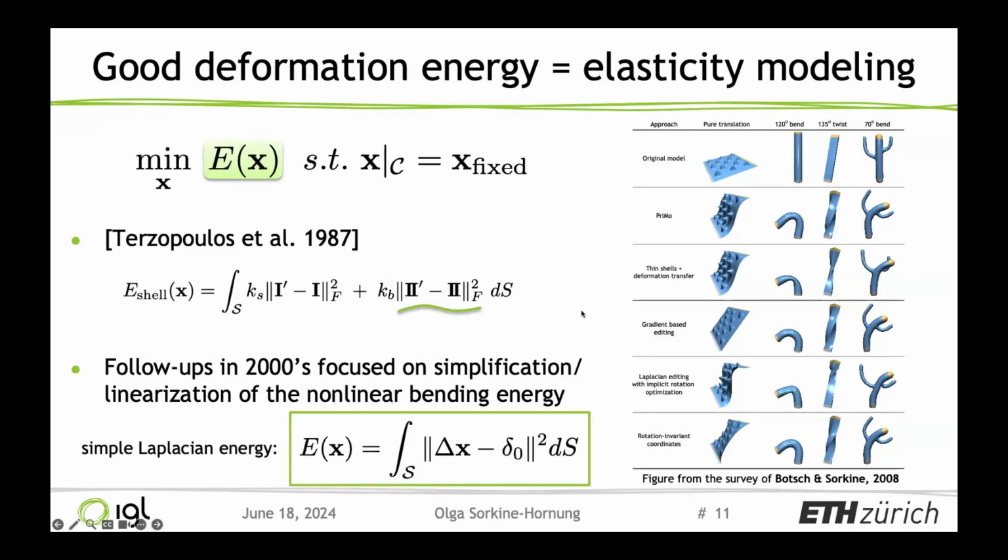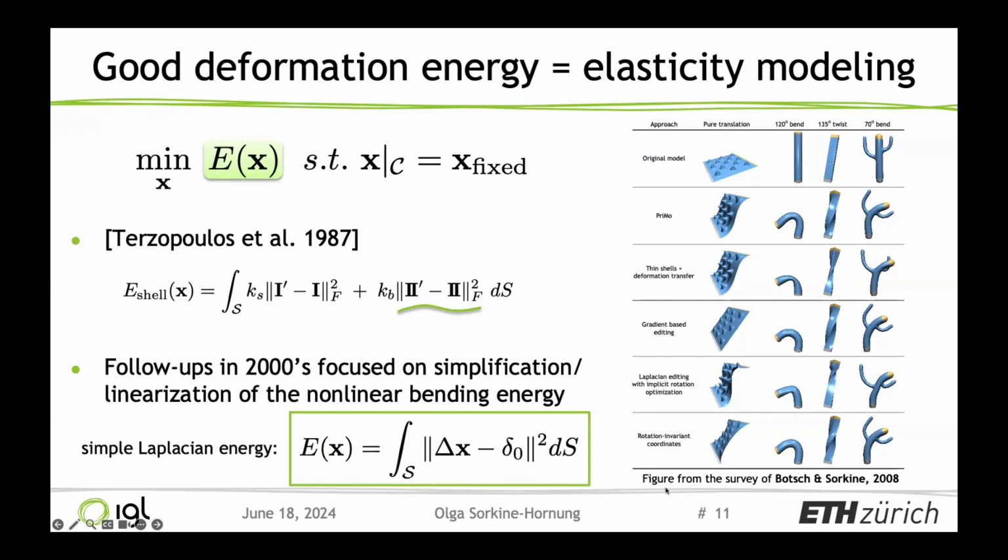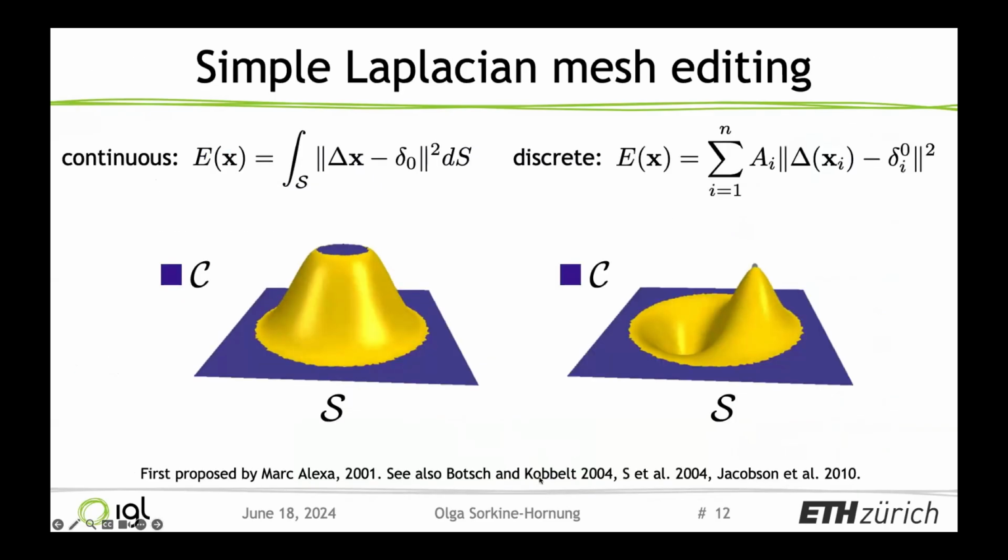So one very simple proposal, if we're replacing the second fundamental form with the Laplacian, is to propose this very simple Laplacian energy as our deformation energy, right? We just measure the difference between the Laplacians, these tiny green vectors of our current mesh, and the original Laplacians that we call delta 0 here. Right, so here is the formulation in a little bit bigger font.